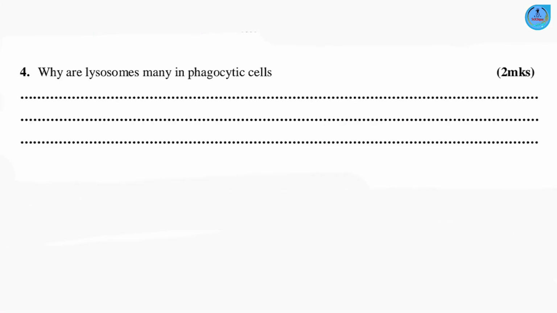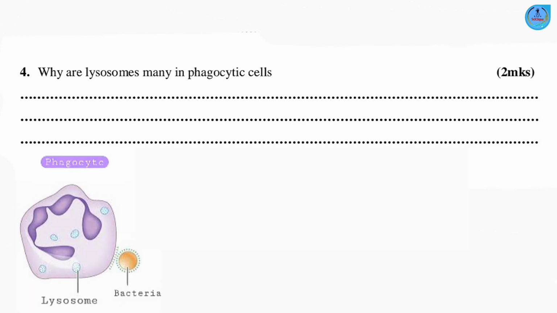Question number 4. Why are lysosomes many in phagocytic cells? Okay, let's start with the term phagocytic cells. These are specialized cells that play a huge role in protecting us from pathogens. They are also generally known as white blood cells. Now you might be thinking, then why not use the term white blood cells? Why refer to them as phagocytic cells? Simple, because not all white blood cells are phagocytic.